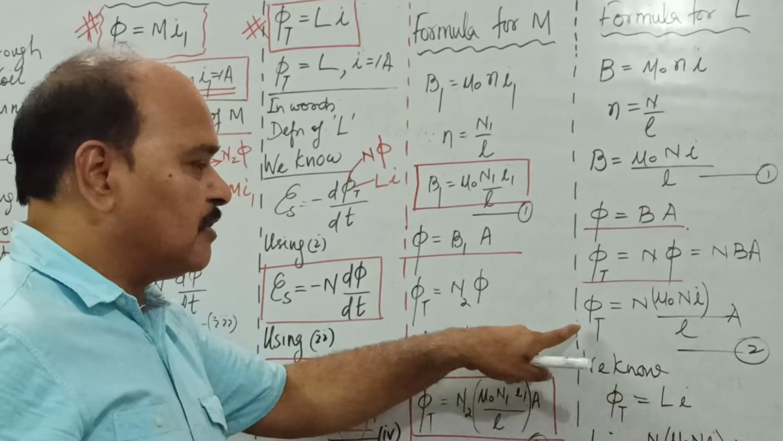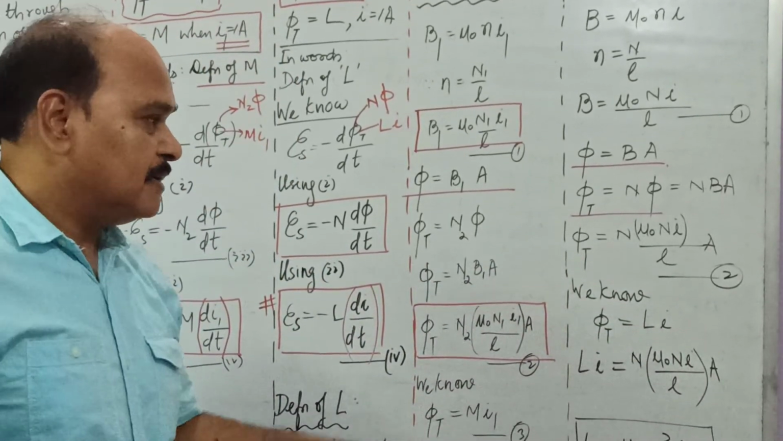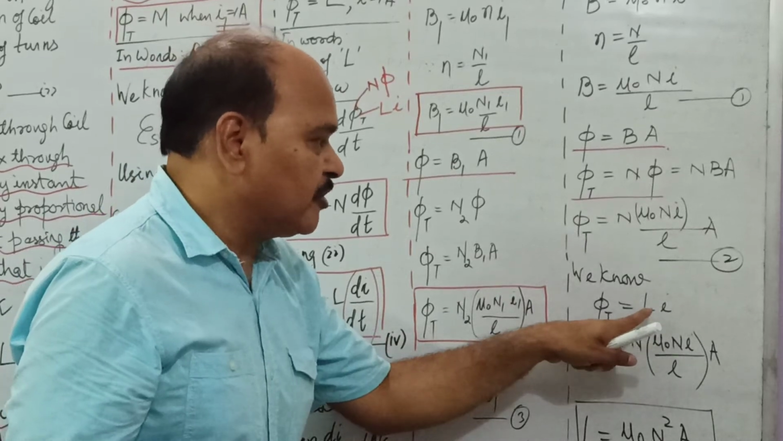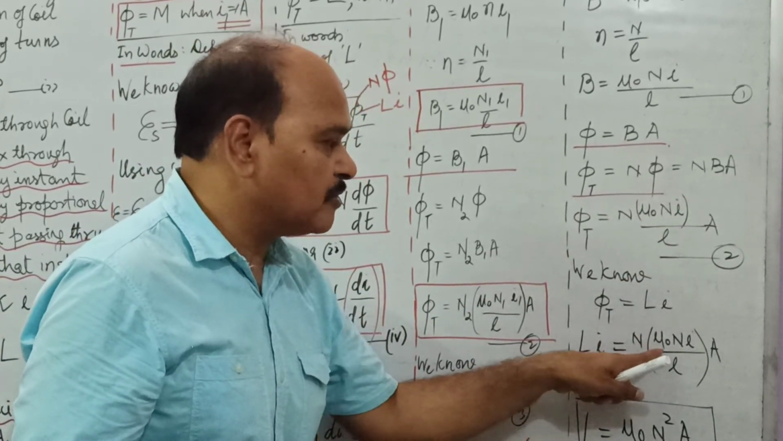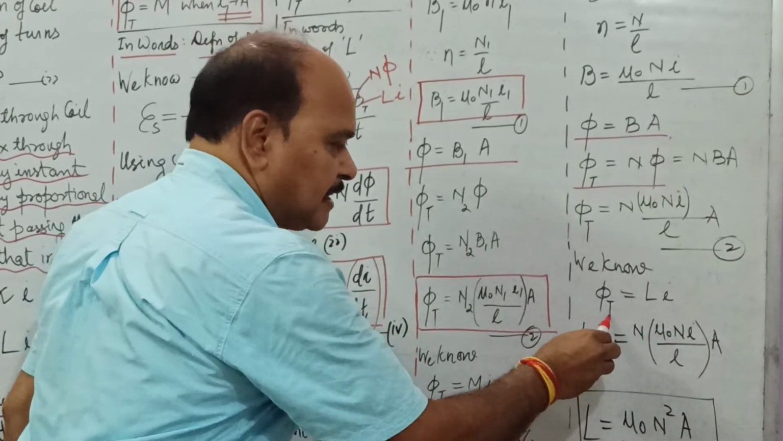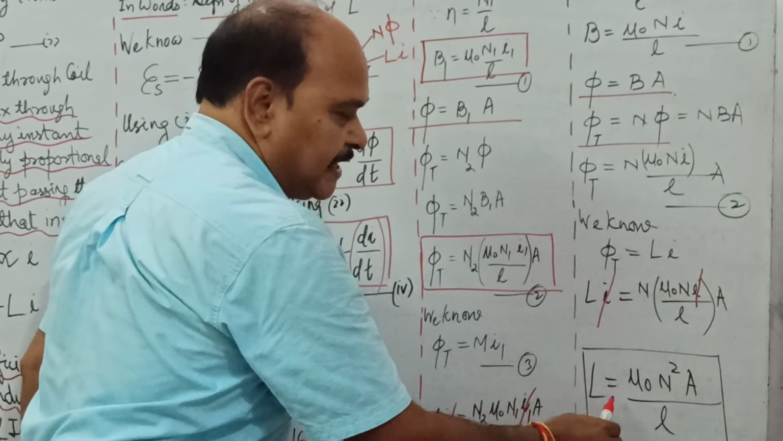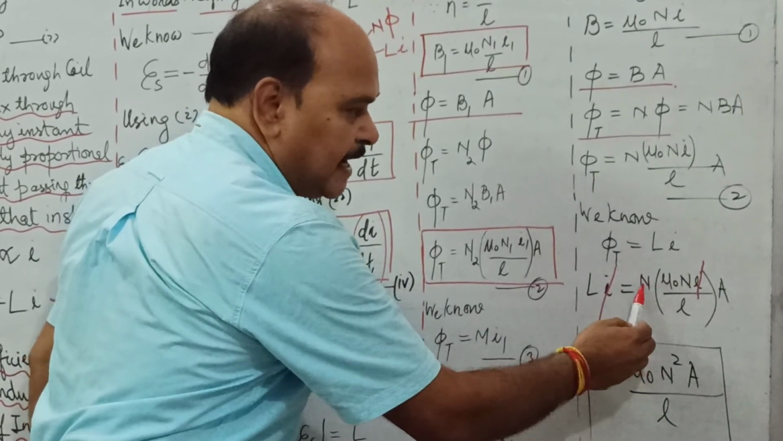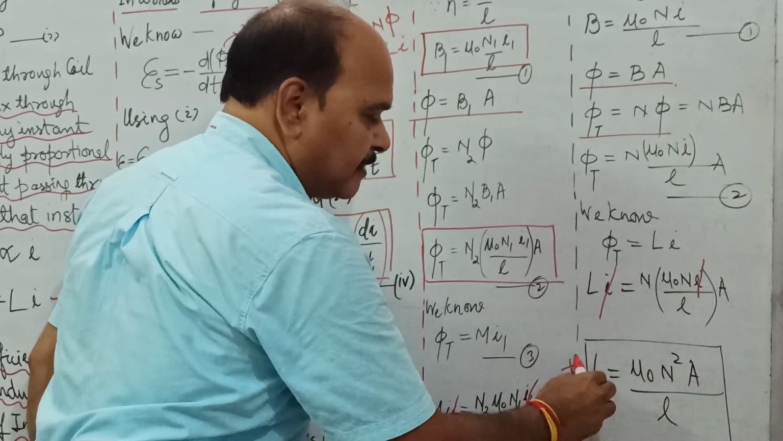We know that this total flux is also equal to Li, like in the previous case it was Mi. This total flux is also Li. So equate Li with all this. Li is equal to N mu naught N i A upon l, and you can see that this I cancels out. Once this I cancels out, what do we get L as? We get L as mu naught N into N square A upon l. So this is the formula for L.